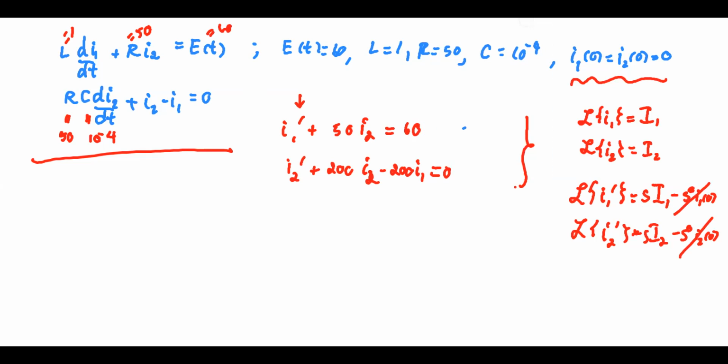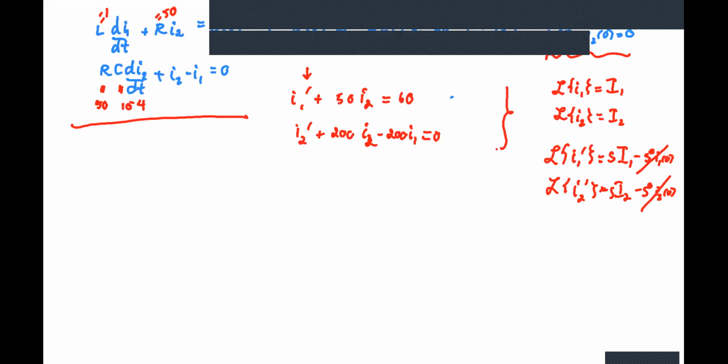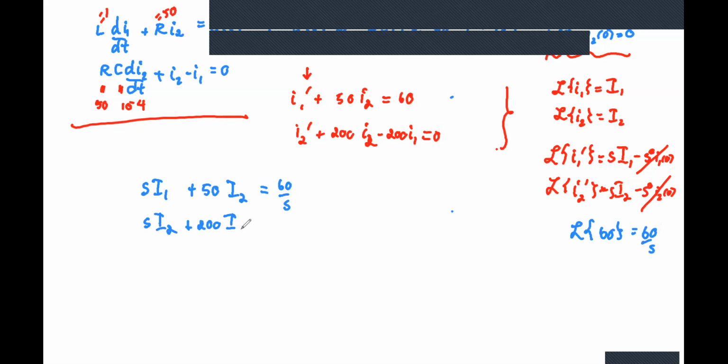Now I'm going to rewrite in the form of the capital I1 and capital I2. So the first one we get s times I1 plus 50 times I2 equals the Laplace of the number. I put a note here. The Laplace of 60 is 60 times 1 over s, or 60 over s. Then the right hand side of the first one is 60 divided by s. The second equation, we have s I2 plus 200 I2 minus 200 I1 equals 0.